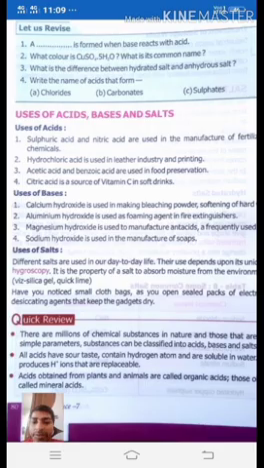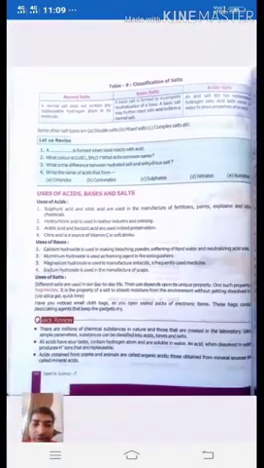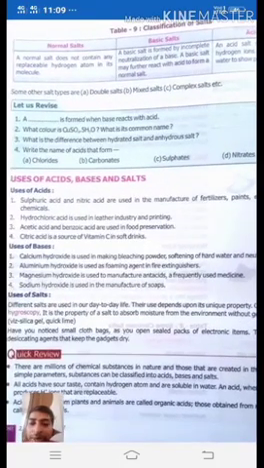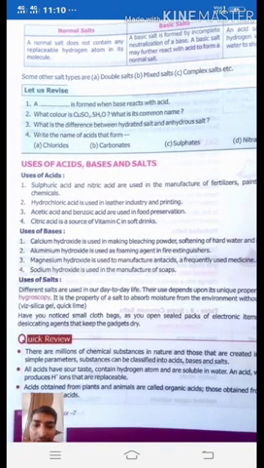Uses of base: calcium hydroxide is used in making bleaching powder, softening of hard water, and neutralizing acid soils, right? Aluminum hydroxide is used as the foaming agent in a fire extinguisher. Magnesium hydroxide is frequently used in medicine, right? Sodium hydroxide is used in the manufacture of soap.